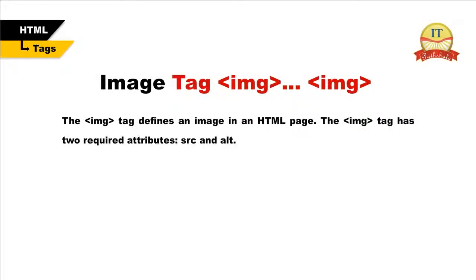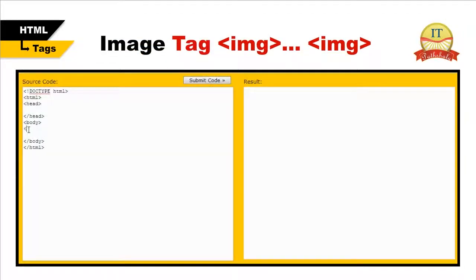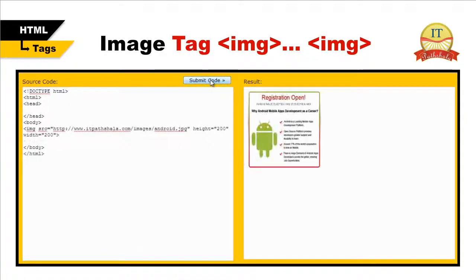IMG tag. The IMG tag defines an image in an HTML page. The IMG tag has 2 required attributes, src and alt. In the following example, we shall try to insert an image in an HTML document using the IMG tag, and the image is hosted on the IT Pathshala's website.